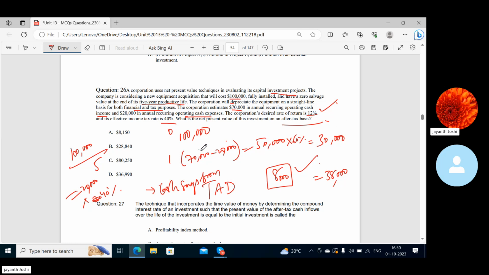So the points are very clear. 70,000 was my income, 20,000 was my expense. I just subtracted and got the net cash flows. Of that, I've taken 60% because 40% goes for taxes. So 30,000 is the net cash flow after tax. And this is the cash savings from tax allowable depreciation, or depreciation tax shield, whatever you want to say. That is 8,000. So 30 plus 8, I get 38,000, right?